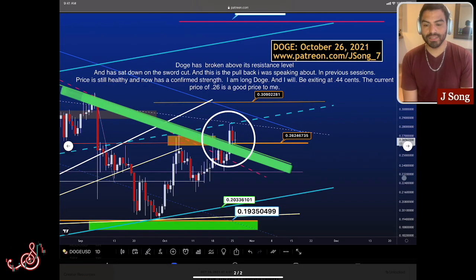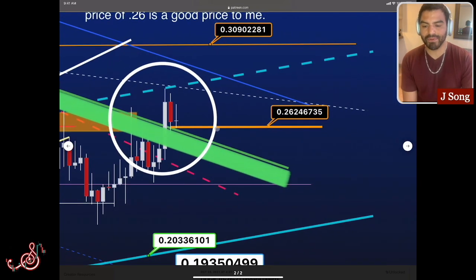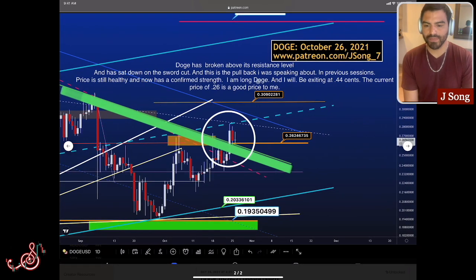On October 26th, I posted that this was the area where we can actually see the breakout and price still sitting healthily at 26 cents Doge. Doge has broken above the resistance level and has sat down on the sword cut, and this is the pullback I was speaking about in previous sessions. Price is still healthy and now has confirmed strength. I am long Doge and I will be exiting around 44 cents. The current price is 26 cents. This is a good price to me.